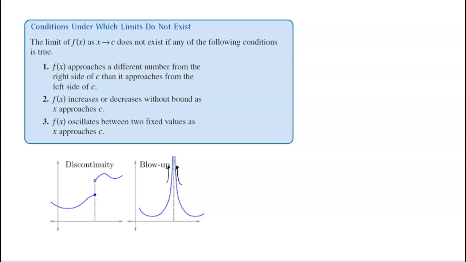So the graph of this looks something like that, where it almost looks like a sound wave, right? So it just keeps going back and forth between the two. So those are just some ideas of how something can be non-existent in our limits.